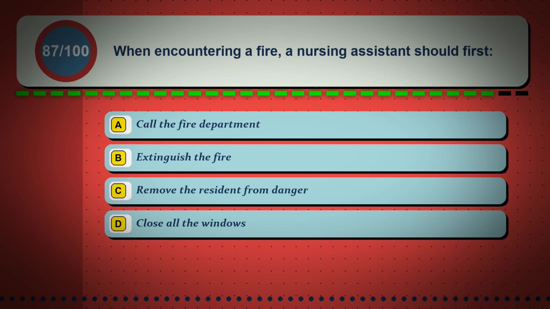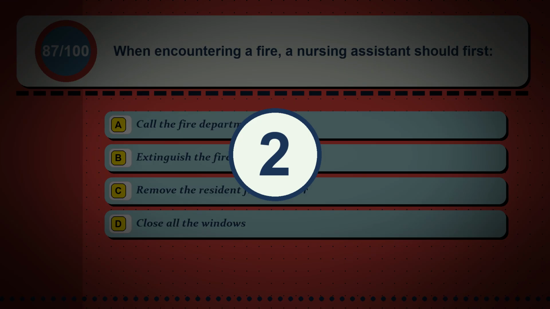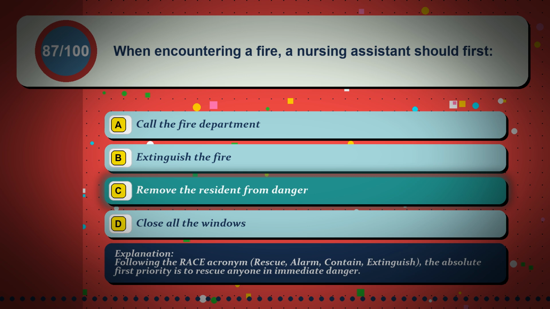Question 87. When encountering a fire, a nursing assistant should first: Option A. Call the fire department. Option B. Extinguish the fire. Option C. Remove the resident from danger. Option D. Close all the windows. The correct answer is option C. Remove the resident from danger. Following the RACE acronym, rescue, alarm, contain, extinguish, the absolute first priority is to rescue anyone in immediate danger.